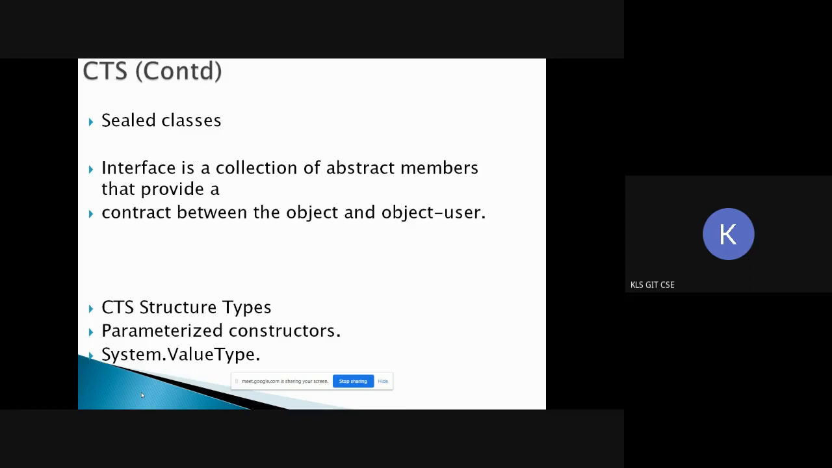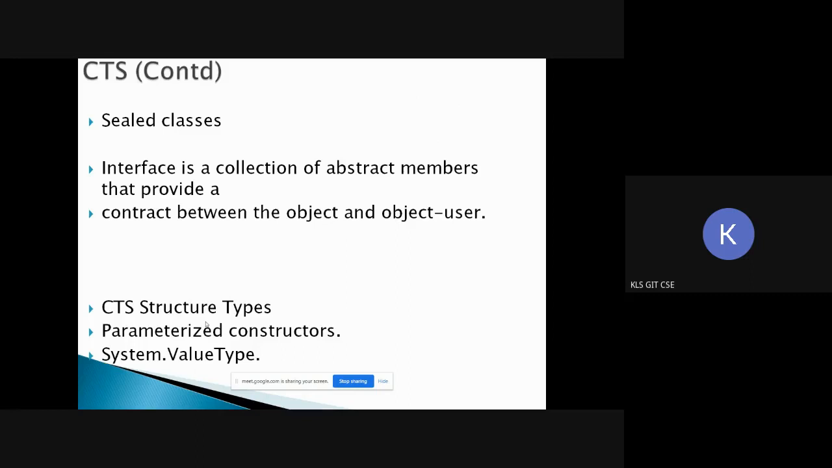We also know that since C# does not support multiple inheritance, interfaces can do that, right? So the CTS allows a class to implement any number of interfaces. Then we have CTS structures. This is pretty much the similar structure that we all saw probably when we did C programming.